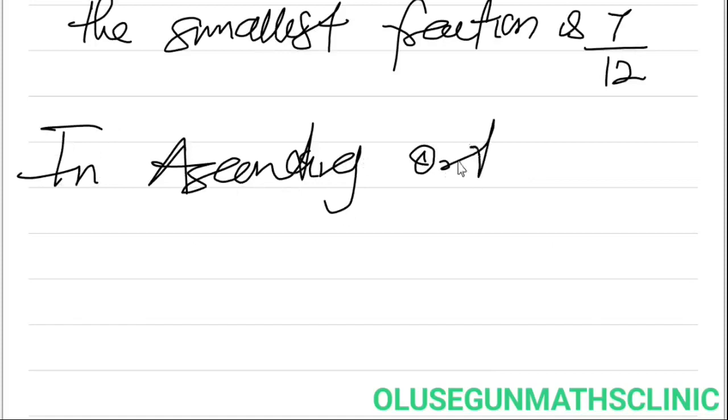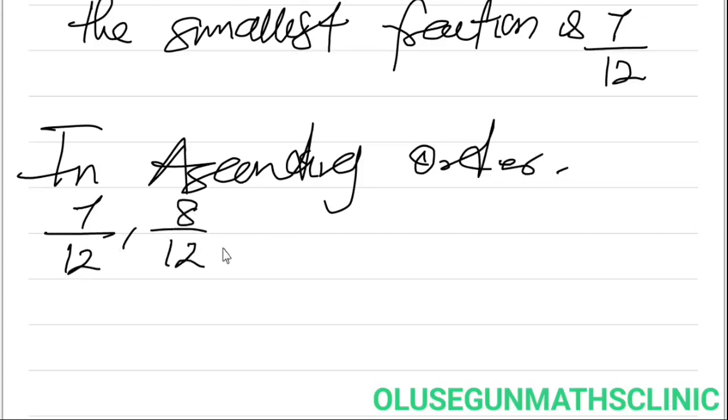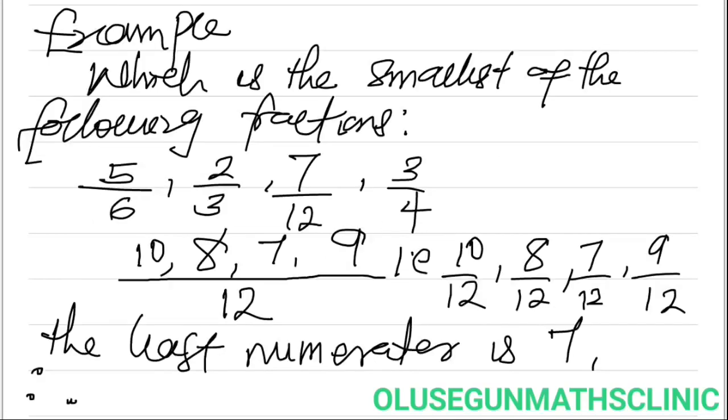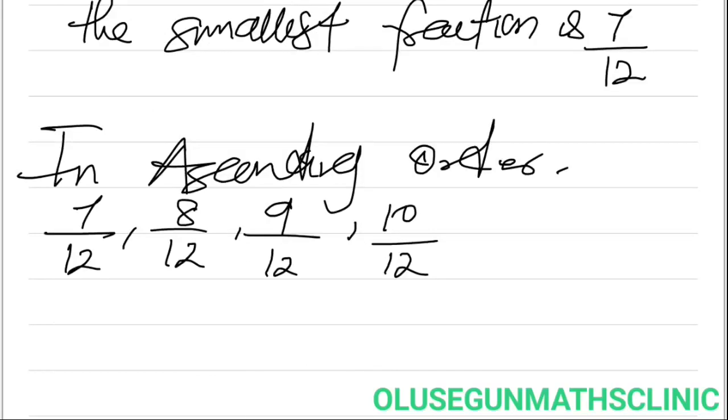In ascending order, we have 7 over 12, 8 over 12, 9 over 12, and 10 over 12. According to what has been written here, you have 7, 8, 9, 10. So it is very easy for me to rearrange it just because I'm able to know the smallest and the highest. So from the smallest and the highest, give me an authority.